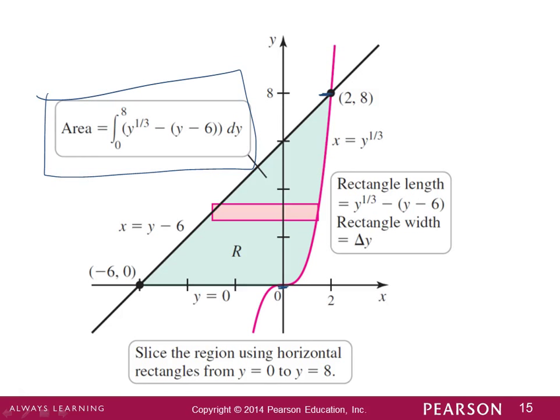Now, here's another perspective change. What do we subtract from what? Well, instead of top minus bottom, we want to do right minus left. So what's the function that's on the right? The function that's on the right is x equals y to the 1/3. The function that's on the left is x equals y minus 6.